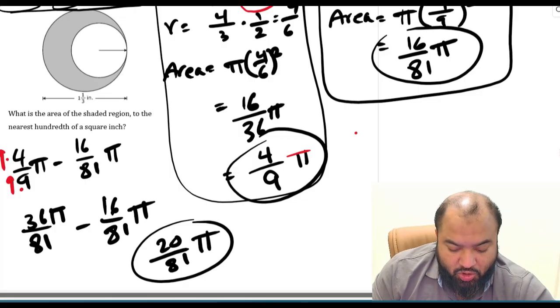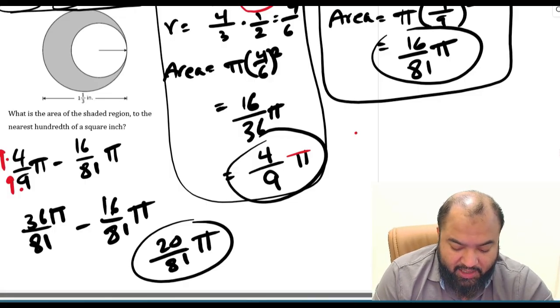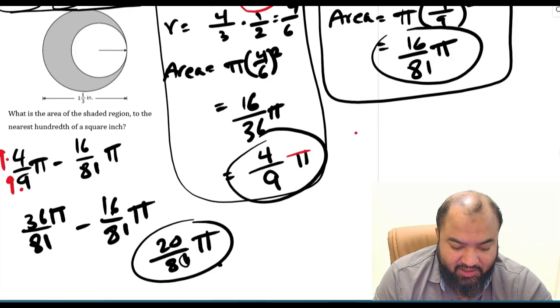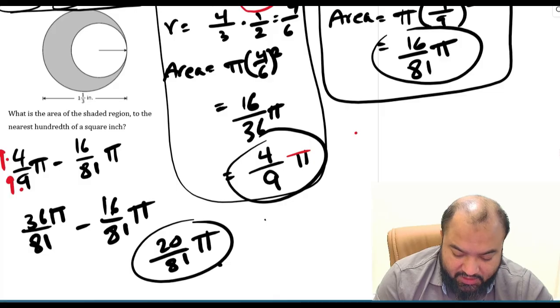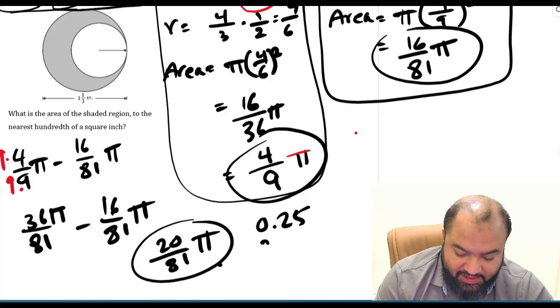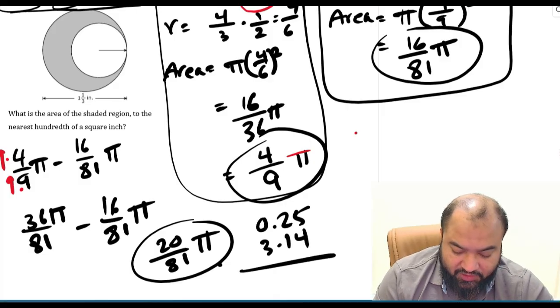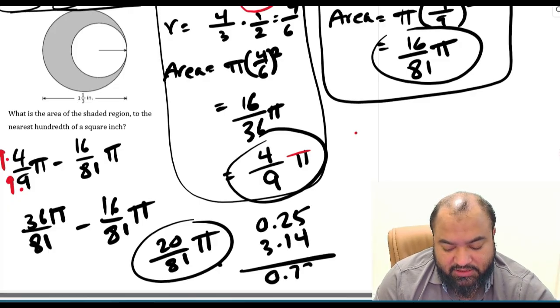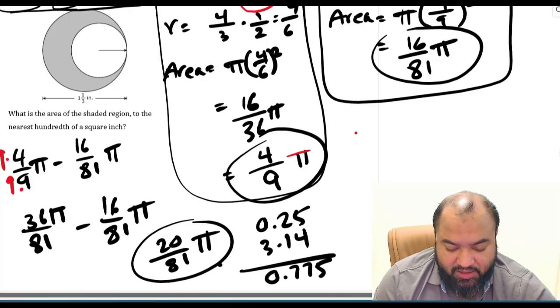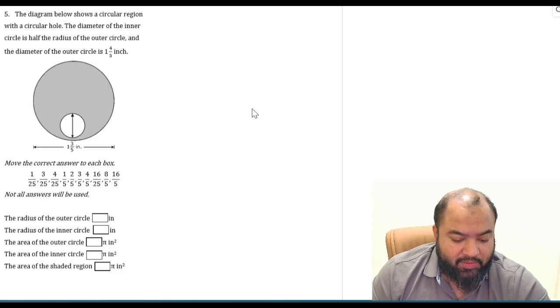So 20/81, if I round it, if I think of 81 as just 80, let's say, or close. What happens is this is around 1/4, like 0.25, and pi means 3.14. So if you multiply, that should give you the answer. It shows 0.775. Okay. Okay, number 5.